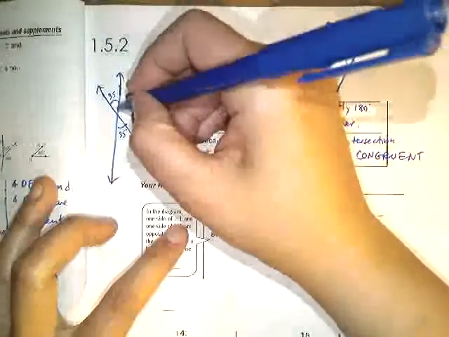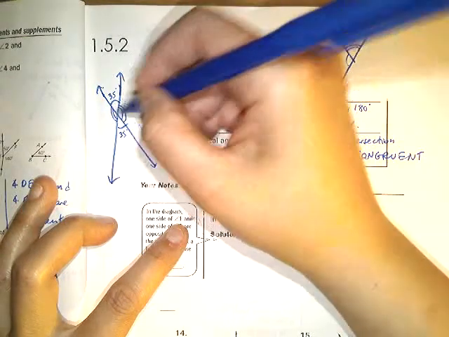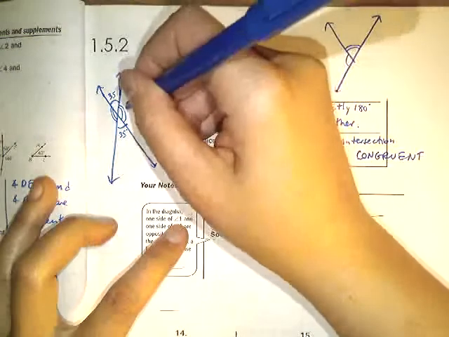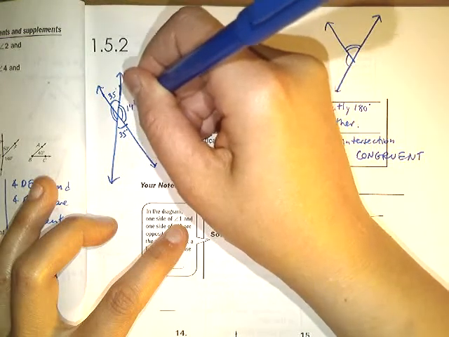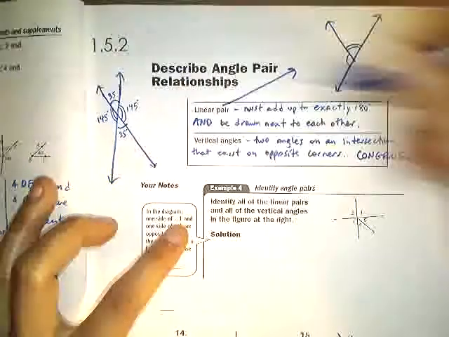Or, as I mentioned before, this is another vertical pair, this one here and this one here. They're on opposite corners of an intersection. And this could be 145 degrees. And that one would also be 145 degrees.